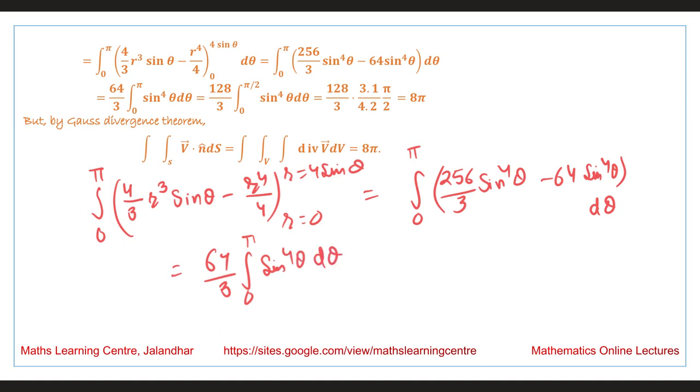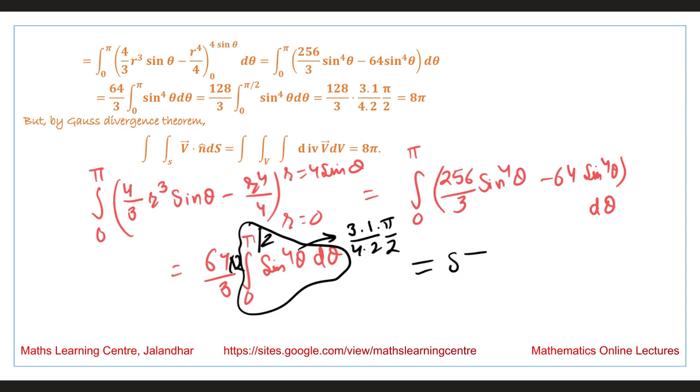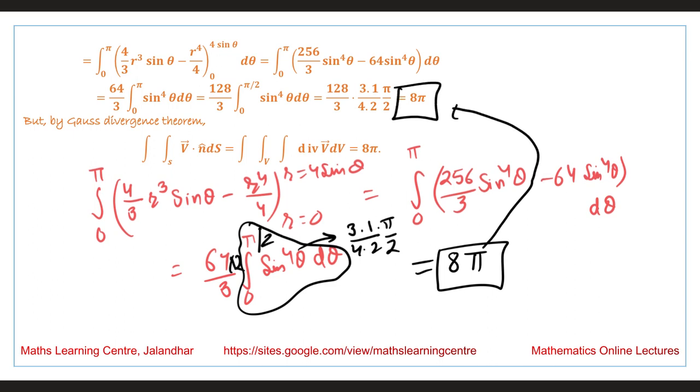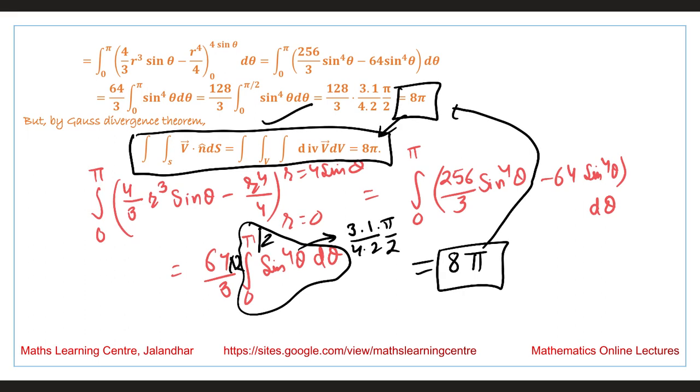And if we make this half angle, we obtain it as pi by 2, and this value will be multiplied with the 2. And by using the reduction formula, the value of this integral we have is 3 into 1 into 4 by 2 into pi by 2. So the answer we obtain is equal to 8 pi. So this is the value of the required integral.